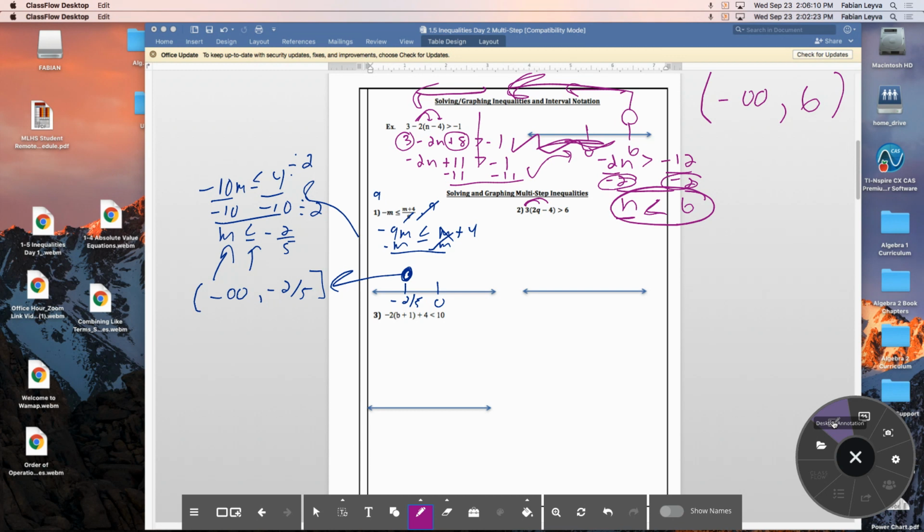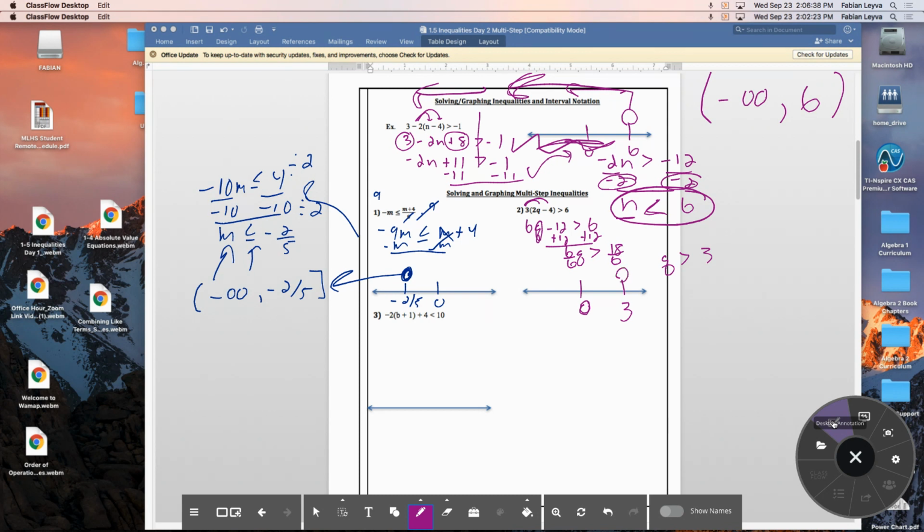Let's start with distributing. You end up with 6q minus 12 is less than 6. Now I can see clearly that I only have one q, so I'm just going to solve for that q. End up with 6q is greater than positive 18. Dividing by 6 on both sides, I end up with q is greater than 3. So luckily for us, we didn't have to do any flipping or anything like that. We didn't have to deal with dividing and multiplying by negatives.